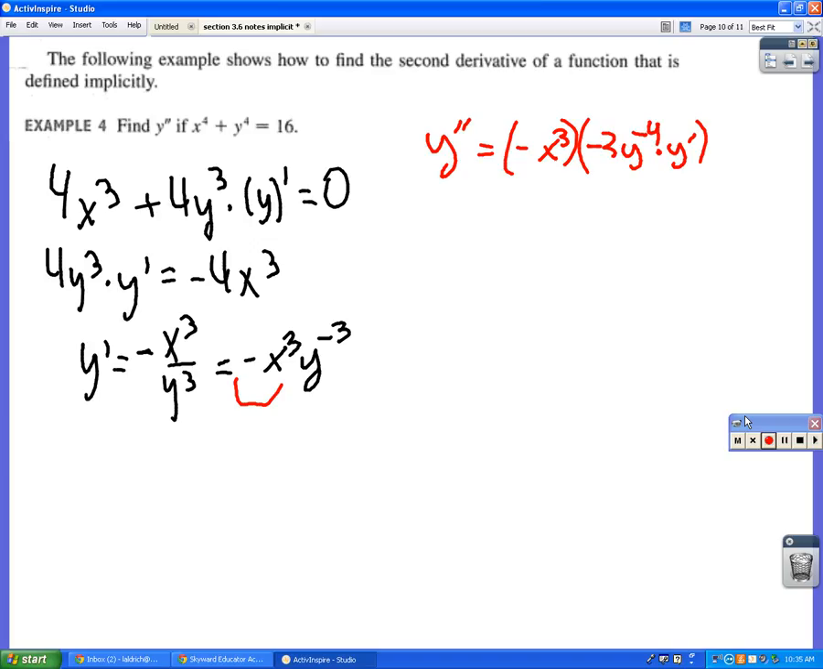Okay, so the y to the negative 3 plus... You first have to have the y prime in there. Yeah, because anytime you're taking the derivative of y, you need to have the y prime in it.